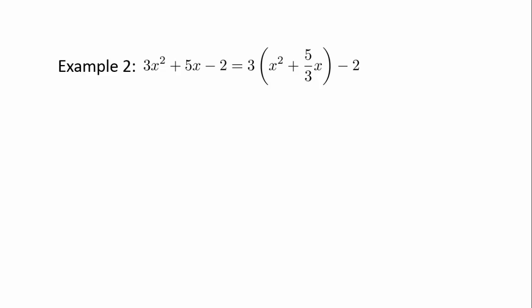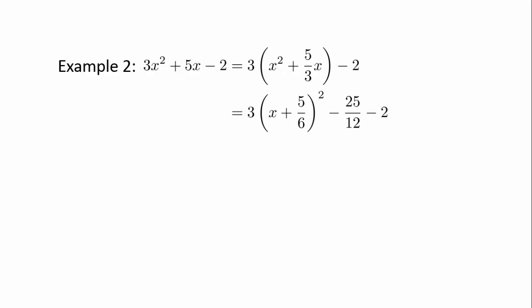To avoid all the steps that we did earlier, I will just use the result we have from the previous example, which is 3 times x plus 5 over 6 squared minus 25 over 12, and then minus 2 towards the very end. This minus 2 is copied from the last step. Now what we have to do is combine the last two constant terms together. As you recall, what we did in the first video is find the common denominator so we can combine these two fractions together.